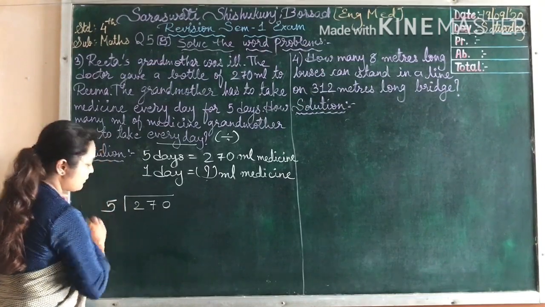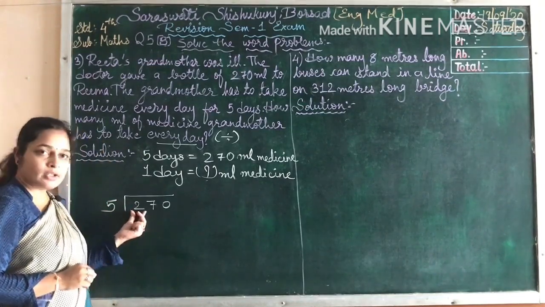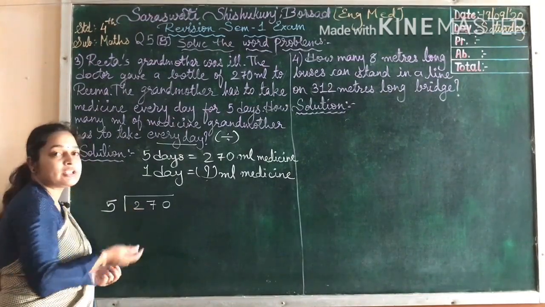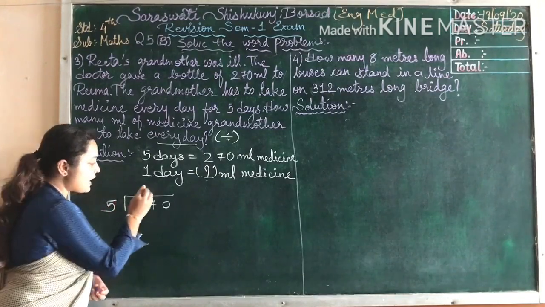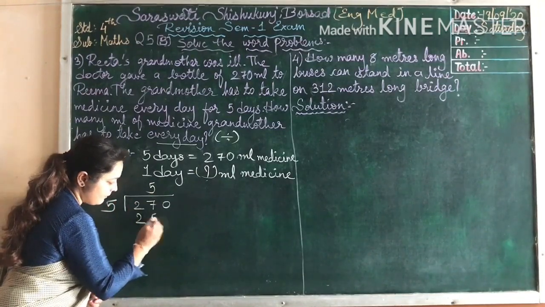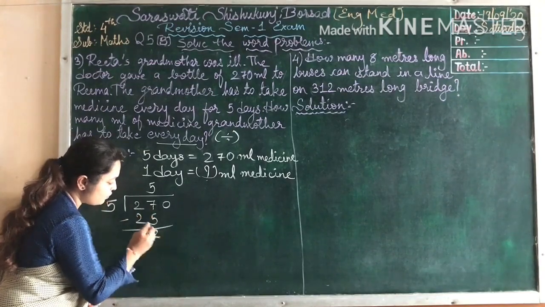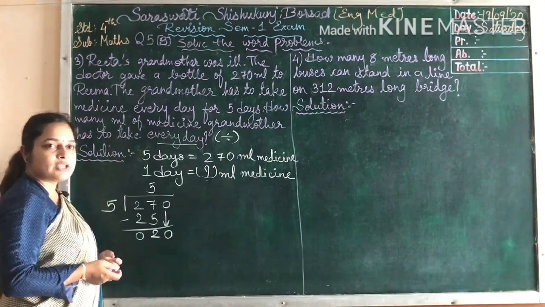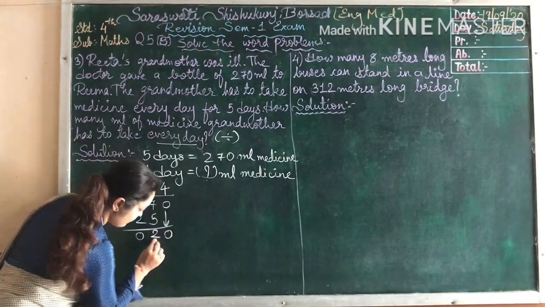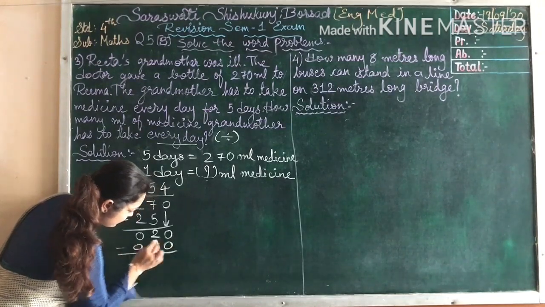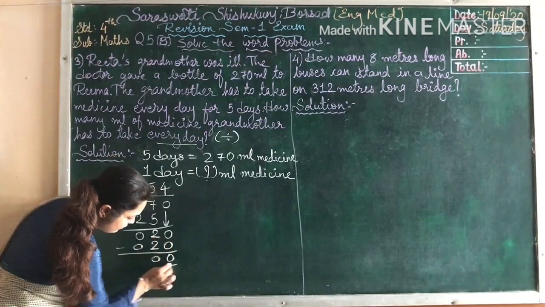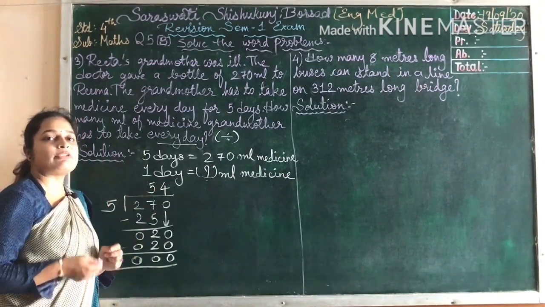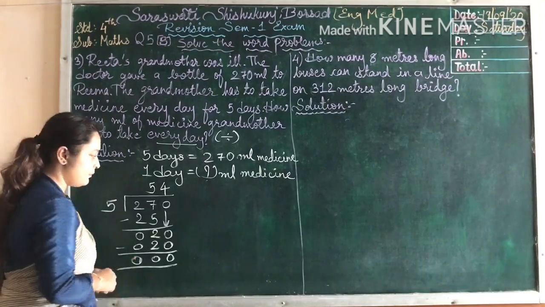270 by 5. 2 if we will take, 2 divide with 5, right? We cannot able to divide it. Why? Because 2 is smaller than 5. So we will take 27 together. So 5, 5s are 25. Minus sign. 7 minus 5, 2. 2 minus 2, 0. Bring 0 down. When we have 20, 5 4s are 20. Minus sign. 0 minus 0, 0. Here also 0, 0. So we can say that 54 milliliter of medicine grandmother will take every day.